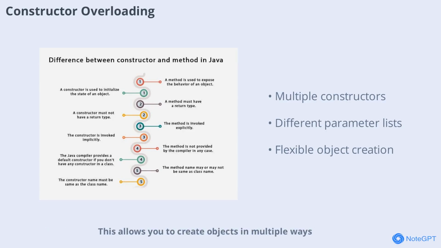This allows you to create objects in multiple ways depending on the information you have. The compiler differentiates between constructors based on the number and types of parameters, making your classes more flexible and adaptable.